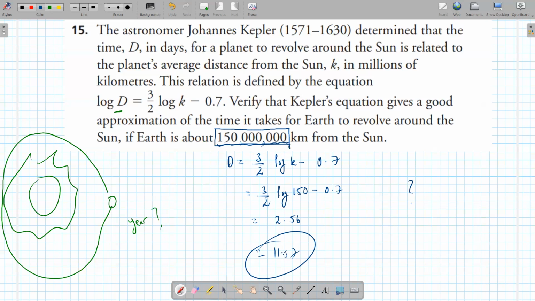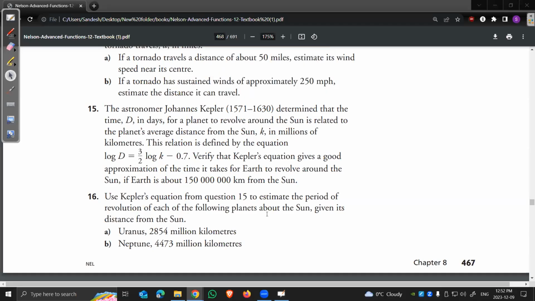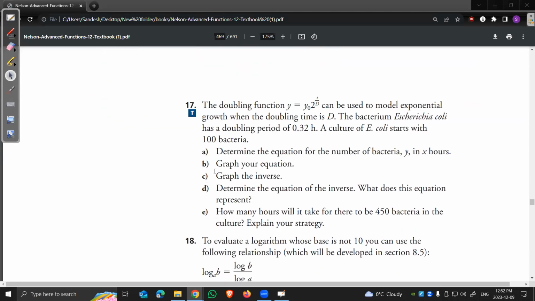Let me just look this up. Kepler equation for days to revolve around the sun. I can't really find any equation. Whatever. That's the way to do it. I don't know if this 150 million is right. The answer to that should have been definitely 365.